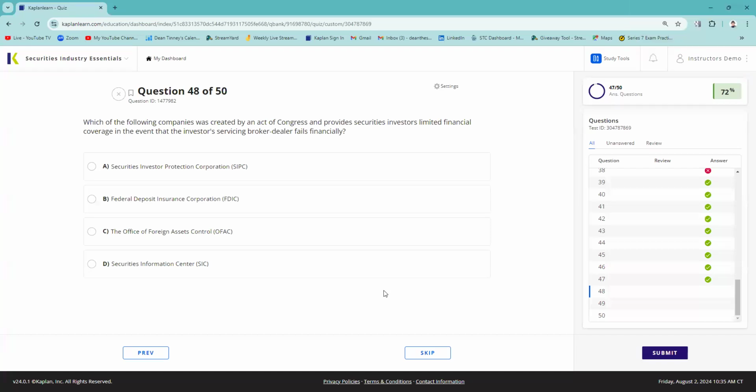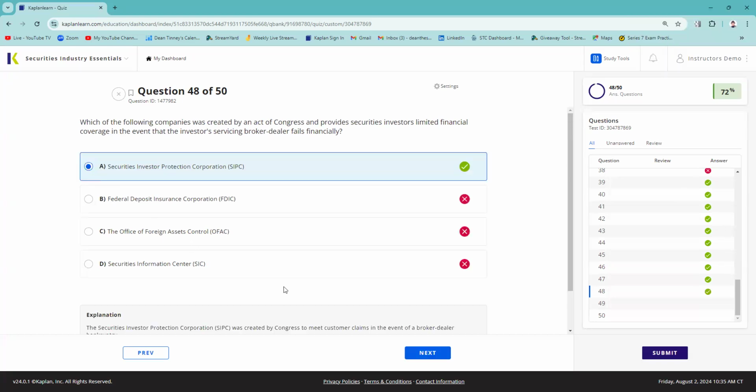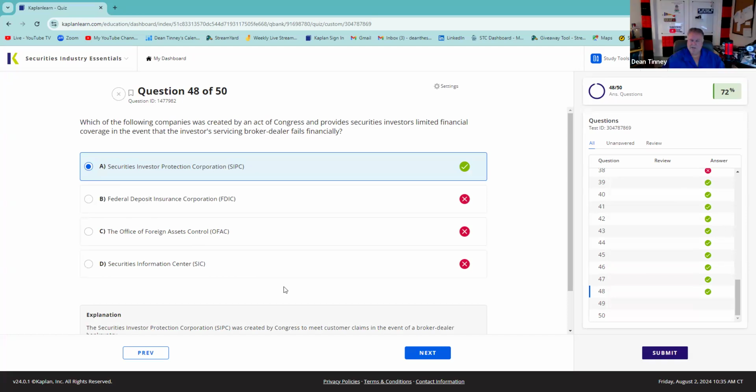Yeah, it's definitely A. But FDIC is the 250, so definitely. SIPC is 500,000, of which no more than 250 can be cash per separate customer. You should know FDIC is for banks, and that's 250 grand.